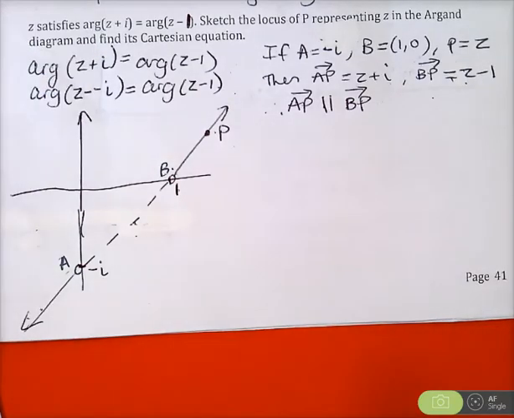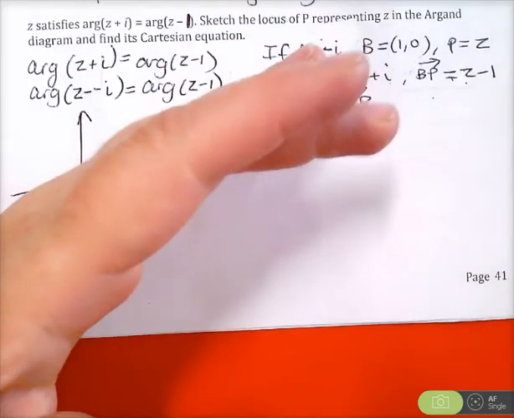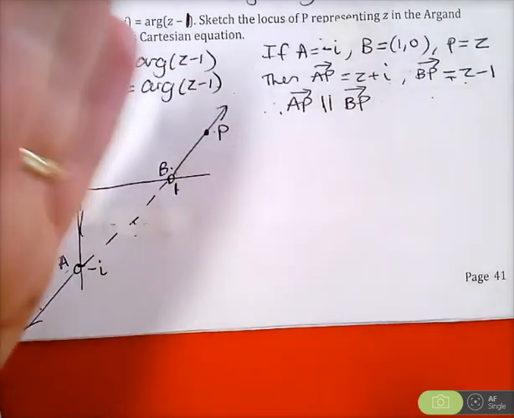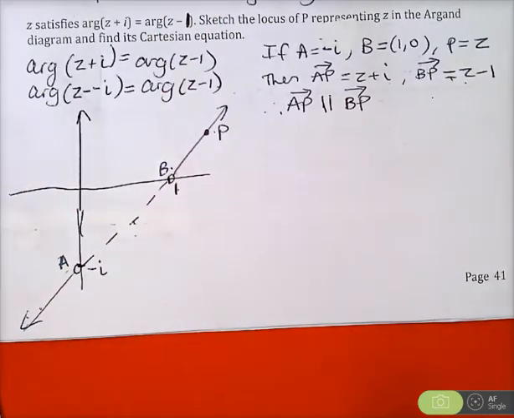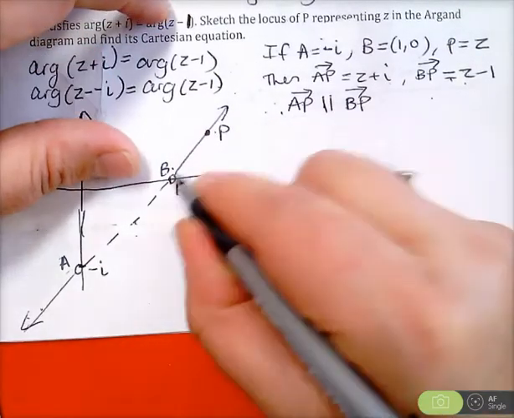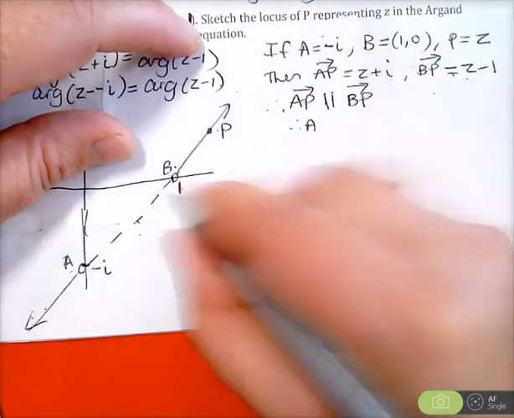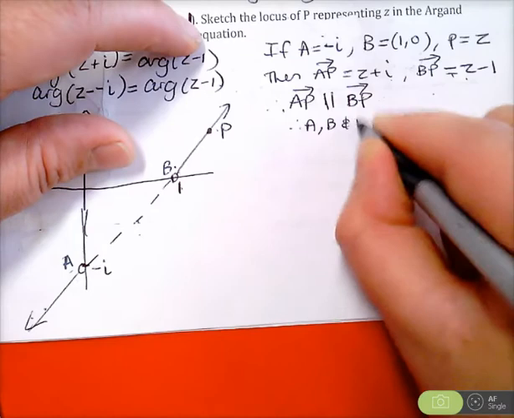Would you agree? Do you think AP is parallel to BP, if the argument's the same? We're trying to find the Cartesian equation of that line. So what I'm trying to say is that the gradient of BP equals the gradient of AP, because the direction from the real axis is the same. I'm trying to say A, B and P are collinear to find the equation of the line. So the vector AP will be parallel to vector BP. Therefore, because B is a common point, A, B and P are collinear.